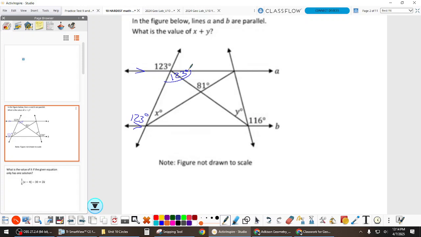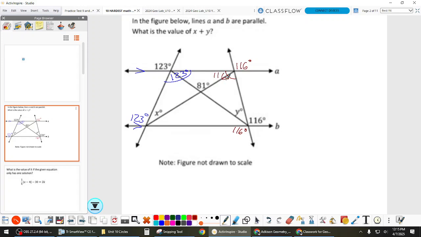Okay, where else can the 116 go? Okay, it could go here, corresponding. Vertical. Where else? How about here to there? What's that called again? Like this whole thing? Alternate interior.